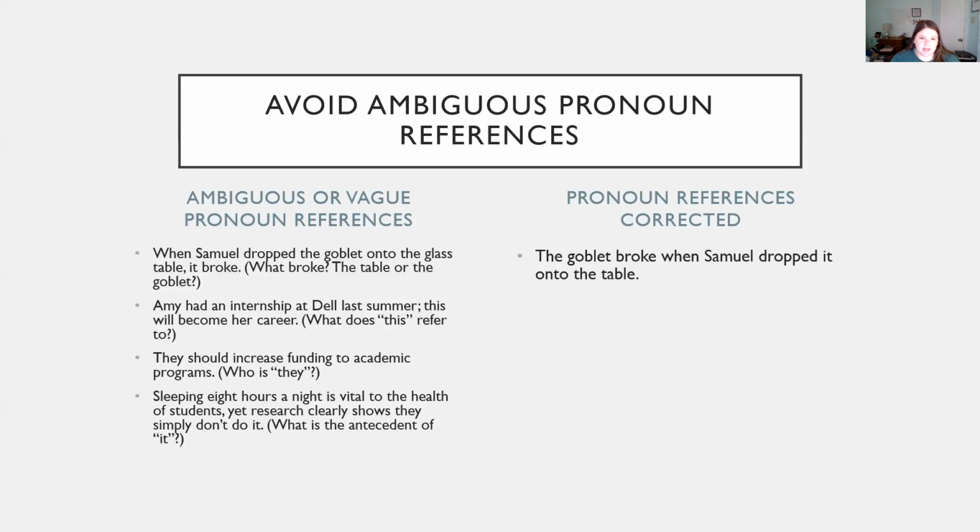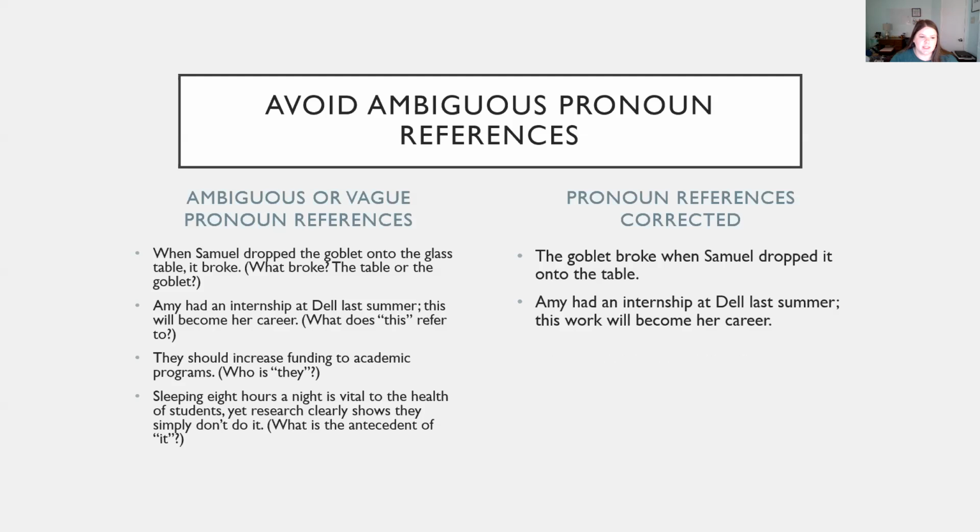Amy had an internship at Dell last summer. This will become her career. What does this refer to? Because Dell could become her career, right? It's very unclear exactly what this refers to. Whereas if you say, Amy had an internship at Dell last summer; this work will become her career, it makes it clear what specifically this refers to. Because an internship in and of itself is not a career, and Dell in and of itself is not a career, right? And so here you're separating it out and you're saying this work, so you're making it clear what it is specifically that she plans to do.